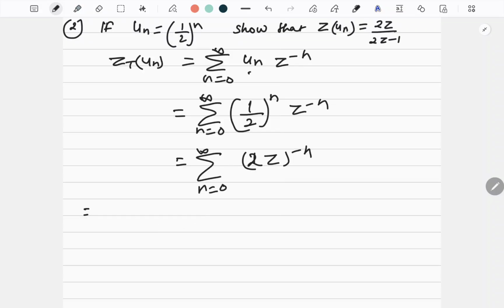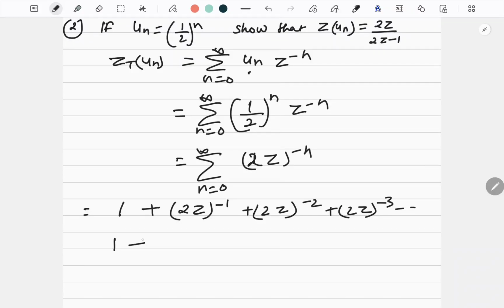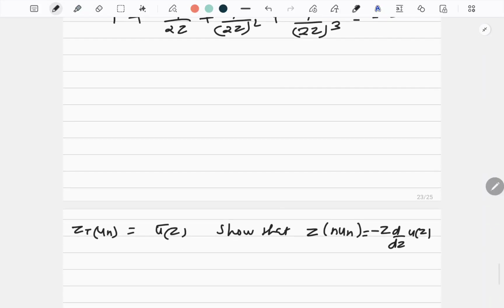First put n is equal to 0. N is equal to 0 means 1. Plus, now if you put n is equal to 1, so 2z to the power minus 1 plus 2z to the power minus 2 plus 2z to the power minus 3. So 1 plus 1 upon 2z plus 1 upon 2z square plus 1 upon 2z cube. Done. Right? Let's see the next one.